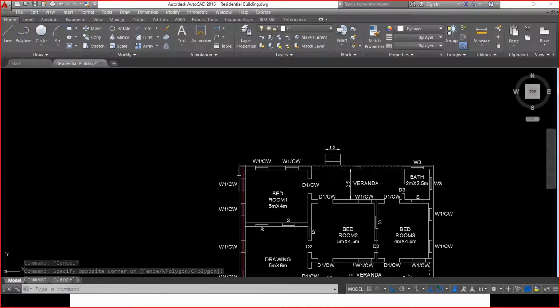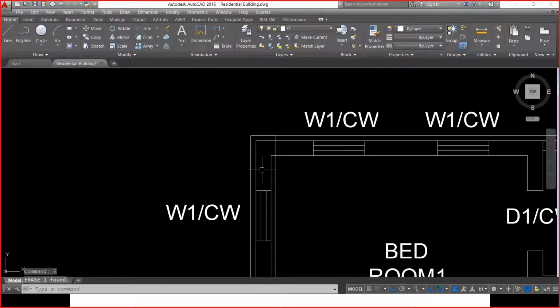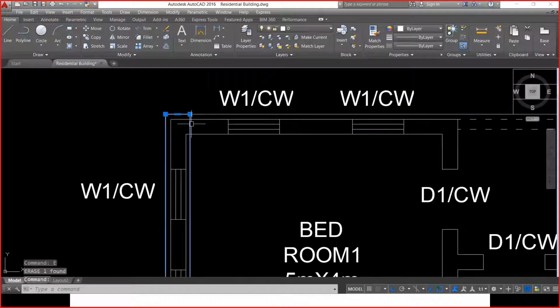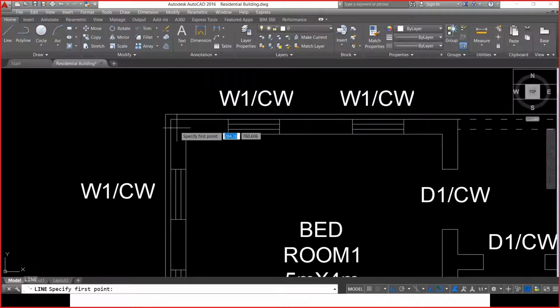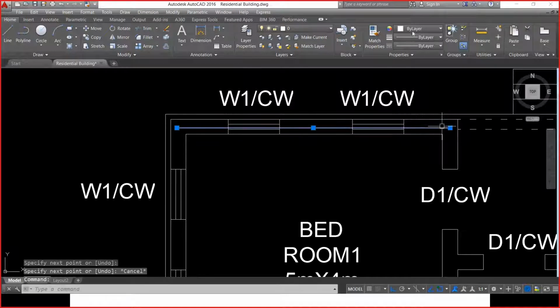I have already calculated the center to center distance. I've got the center to center distance as 5.3 meter. I'm going to highlight it here. This is the center to center distance between the walls, which I've got as 5.3 meter.